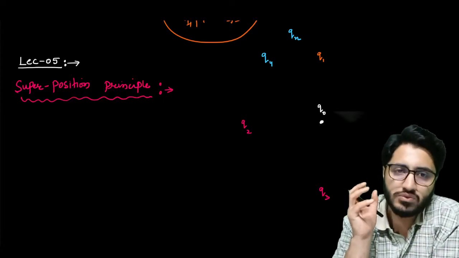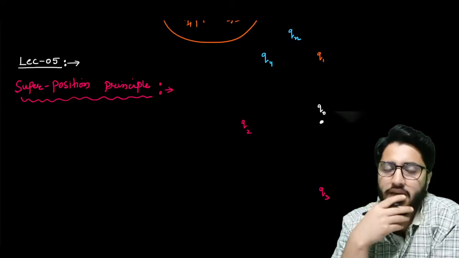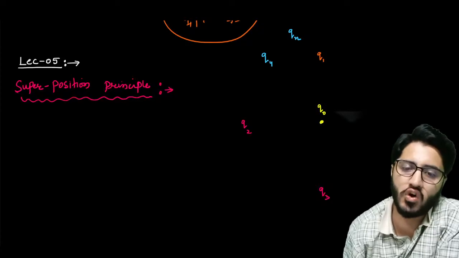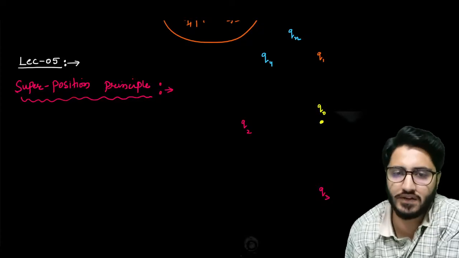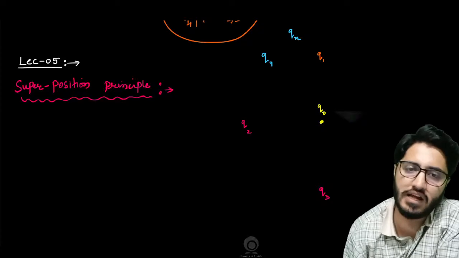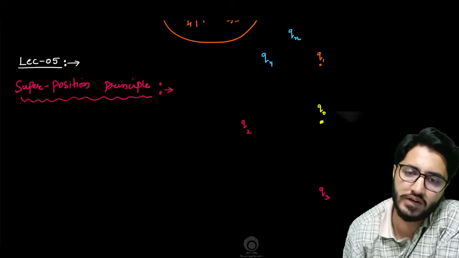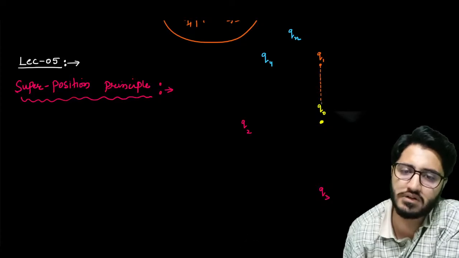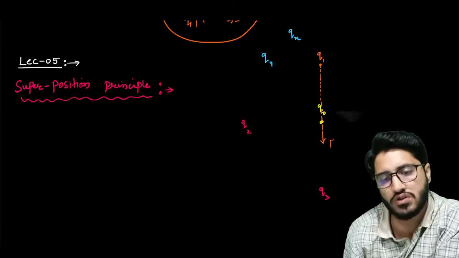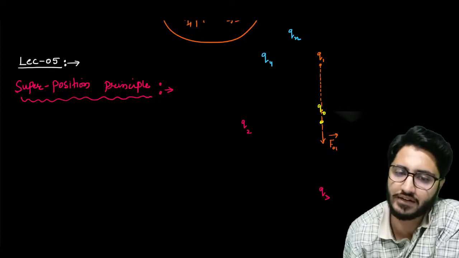let us suppose we have a point charge here, this Q naught, it is a point charge. Now, around this point charge, we have lots of different point charges. Here we have Q1 now. Q1 will apply some force on Q naught. So this will represent force on 0 due to 1, and I will put it as a vector.